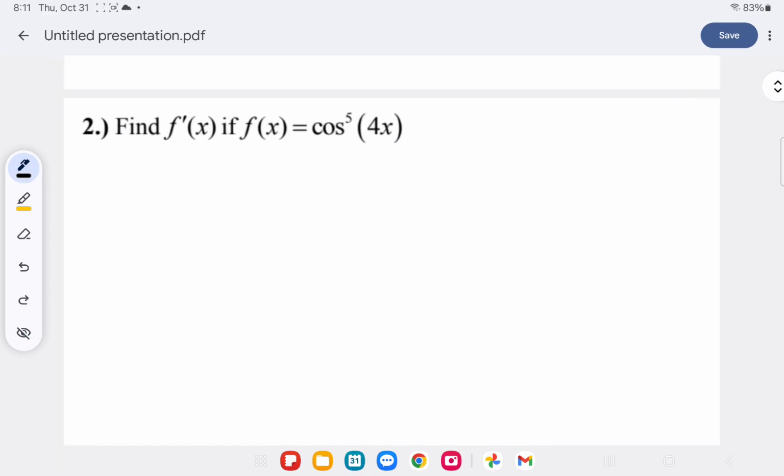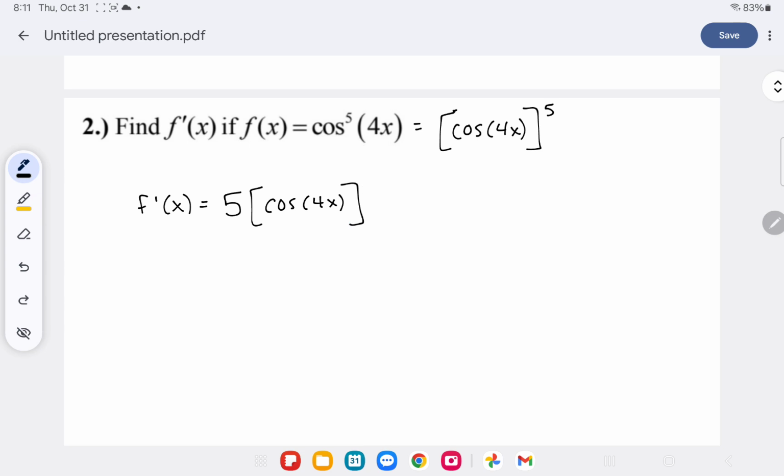Okay, second example. We have cosine to the 5th power of 4x, and I'm going to rewrite that so it's a little bit easier to see what's happening, as cosine of 4x to the 5th power. It means the same thing. So I have to use the chain rule here a couple of times. First, because I have an exponent of 5, I have to use the power rule. When I find the derivative, it would be 5 times cosine of 4x, and now that's going to be to the 4th power. So first I use the power rule.